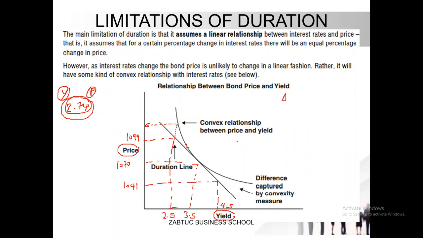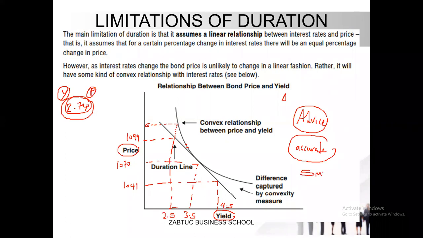So this drop is not constant throughout. So the advice that we give may not be 100% correct. It may not be accurate. This advice will only be accurate for small changes in the yields. That's when this will hold.